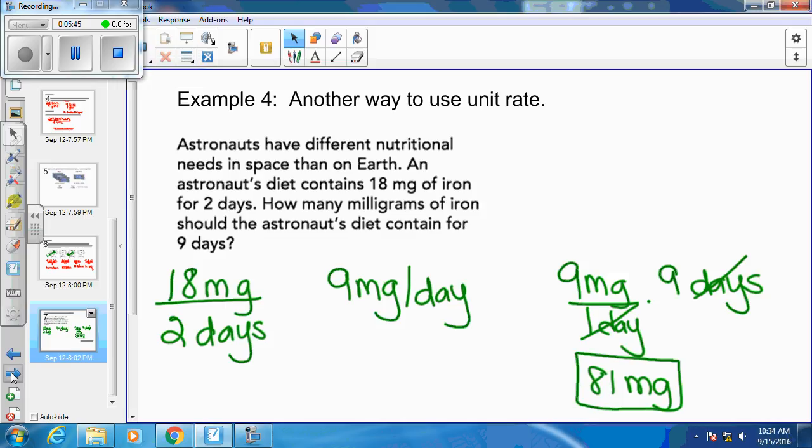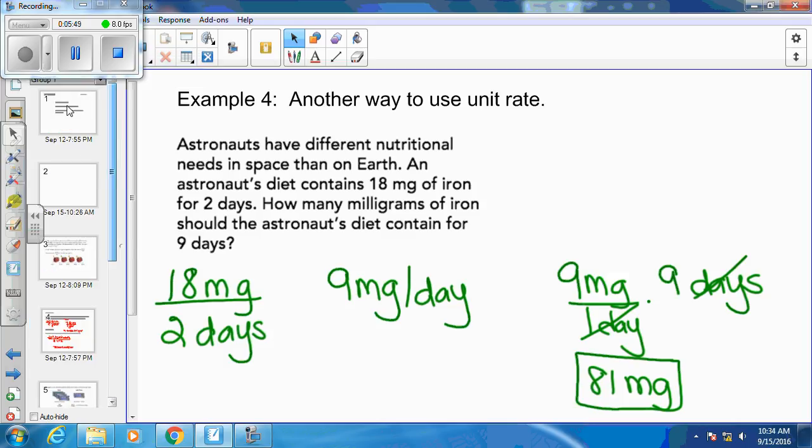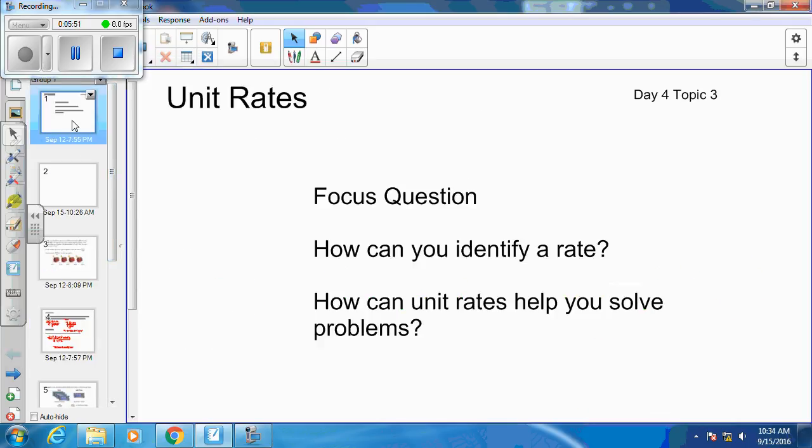And now I want to go back to the focus questions. How can you identify a rate? When I look for identifying a rate, I usually look for 2 units. Here we were comparing the price to the number of shirts. With the gasoline, we were doing miles and gallons. With the tickets, we were doing price per ticket, heartbeats and minutes. With the shells, number of times for years.